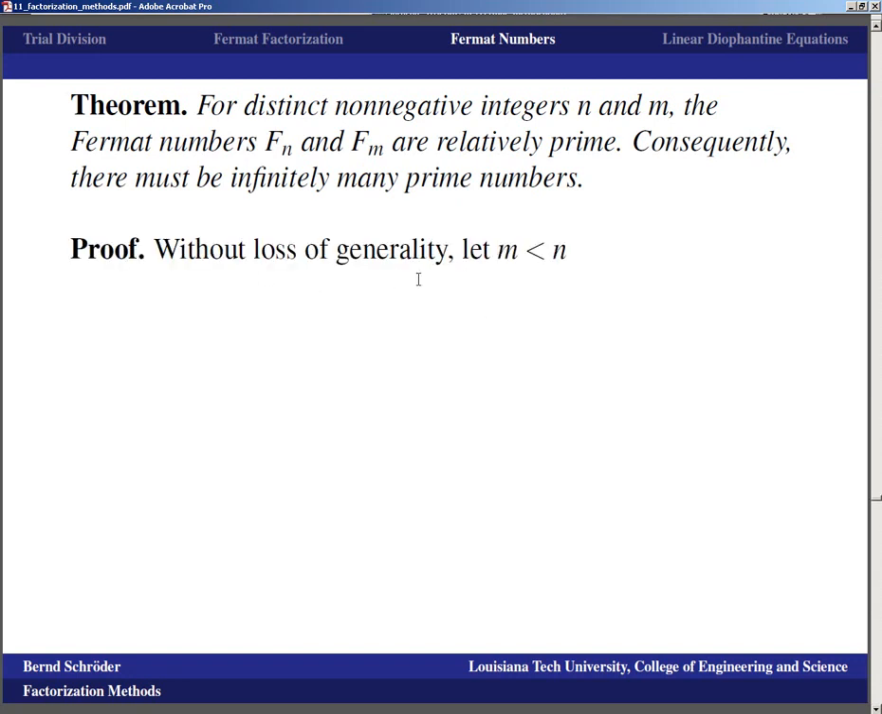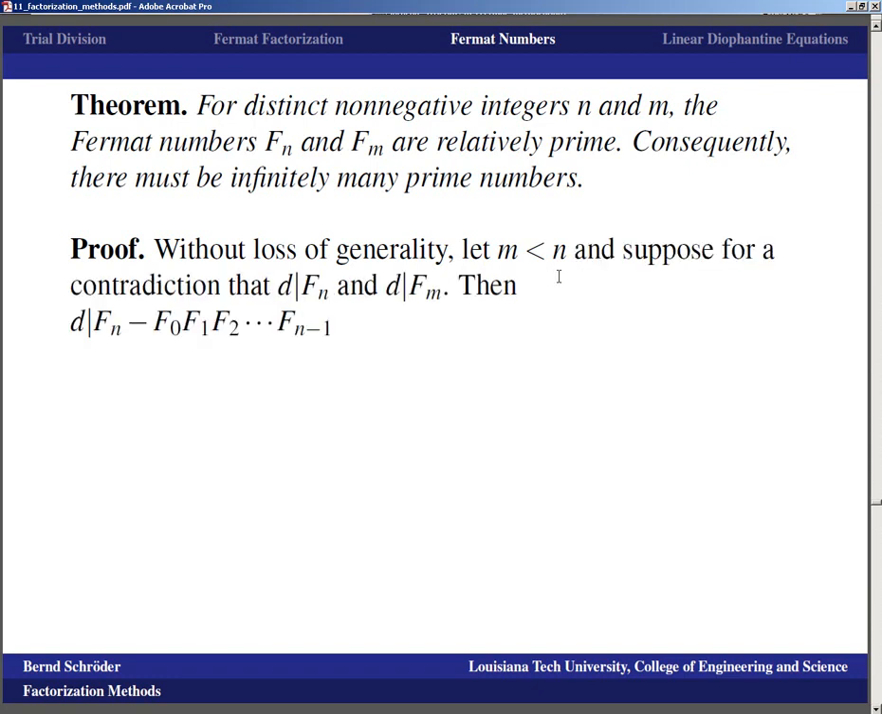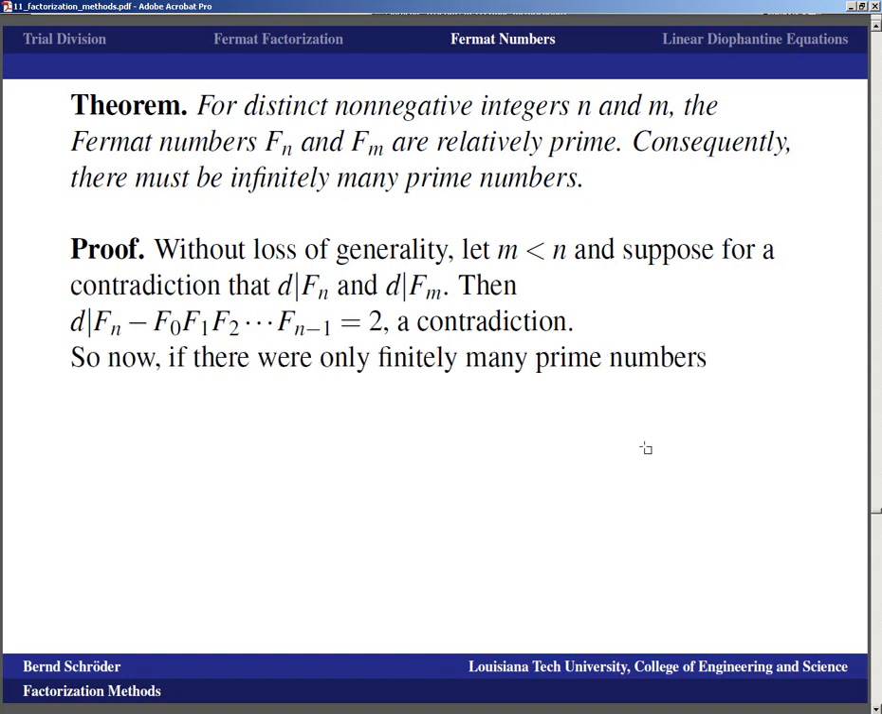Namely, without loss of generality, we let m smaller than n, and we suppose for a contradiction that there is a number d that divides fn and fm. Well, then d divides fn, and it divides the product of the earlier numbers, because the earlier numbers contain fm, and that means, because this difference is 2, that d divides 2, and there's a contradiction right there, because those Fermat numbers are all odd numbers, and so their divisors are all odd.